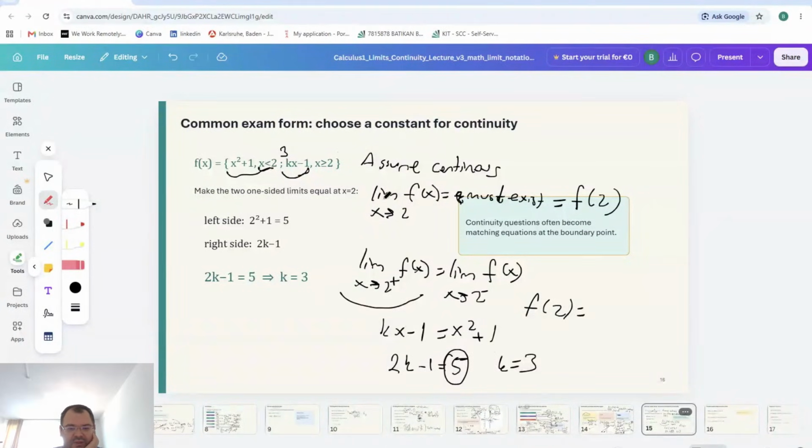When you give 2 as an input parameter, x is greater than or equal to 2, so we must use this formula. So 2 times 3 minus 1 equals 5. f(2), which is 5, is equal to the limit from the right side and the limit from the left side, which is equal to the limit itself.